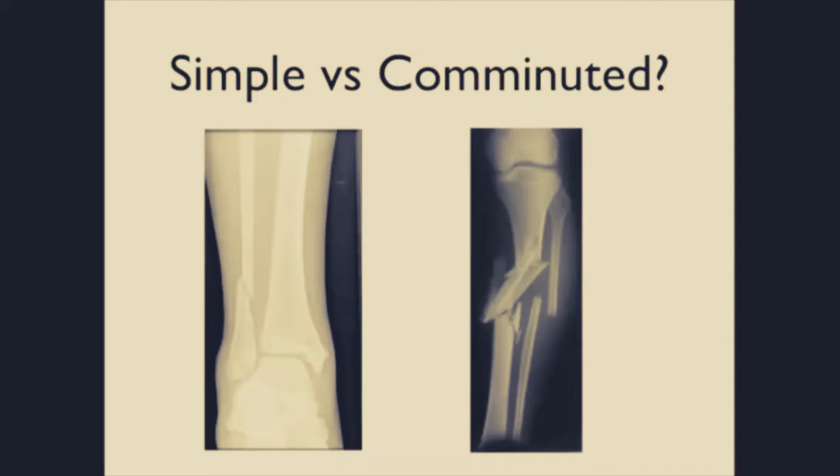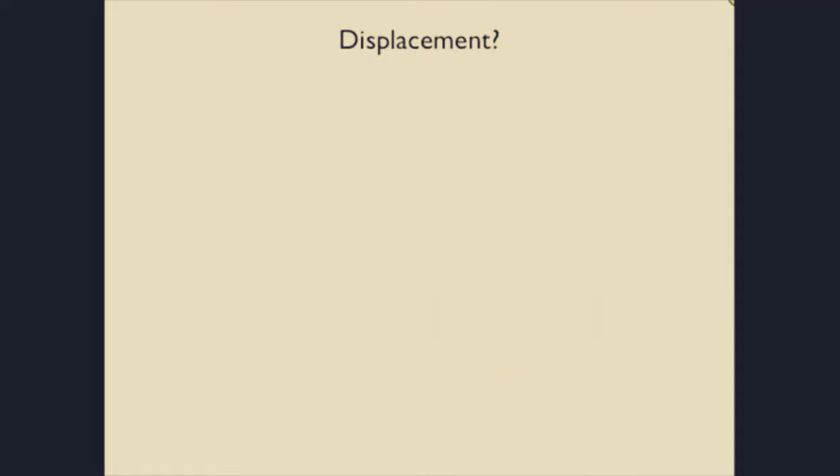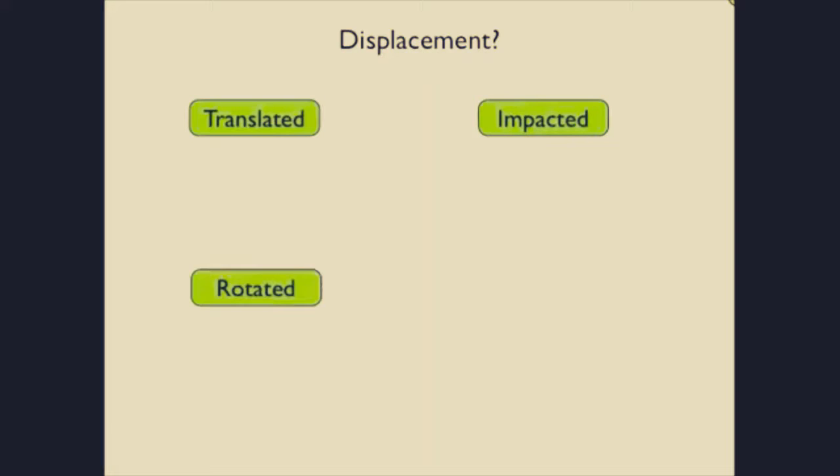Next important thing to mention is whether or not the fracture is simple, i.e. one fracture line, or comminuted, so more than one fragment. Now finally we'll talk about displacement. So there are various forms of displacement which can occur in any fracture. They can be translated, they can be impacted, rotated or angulated.